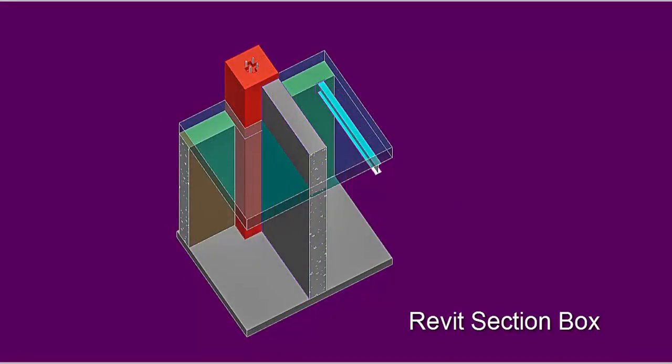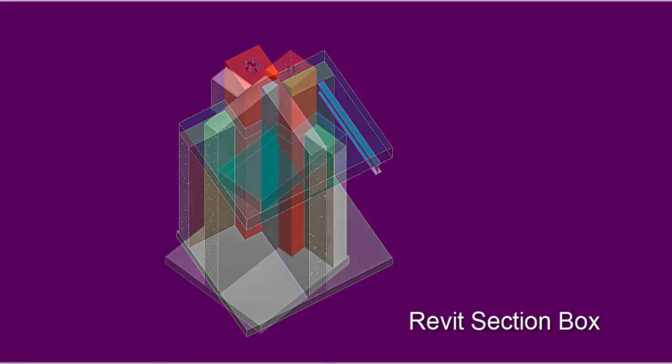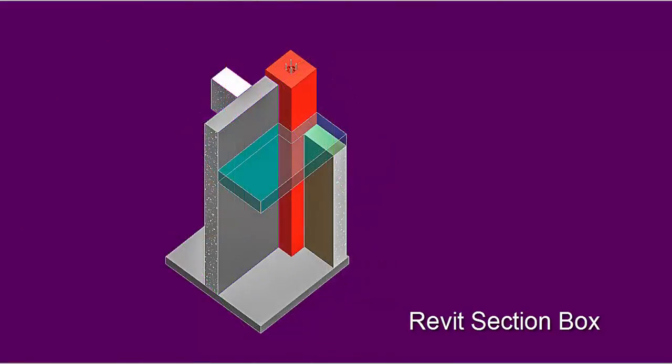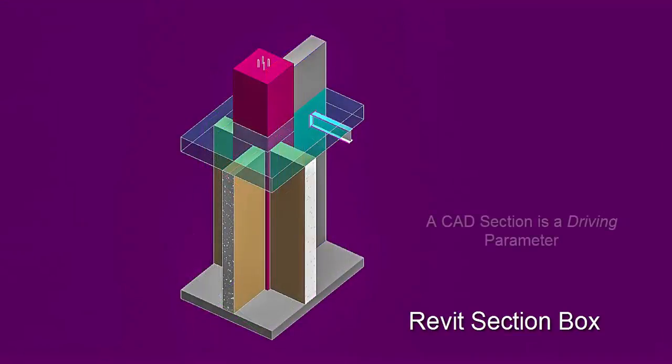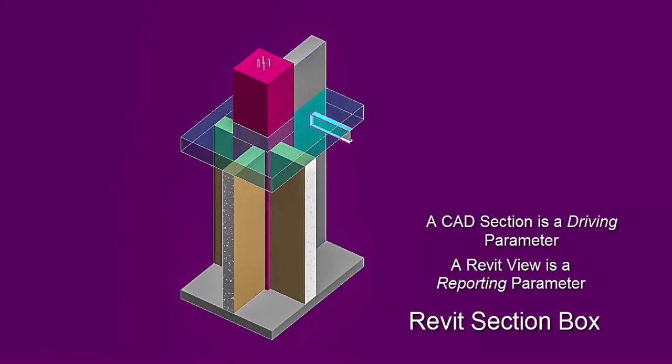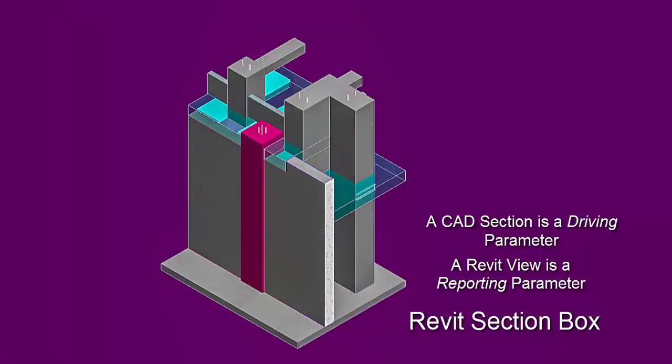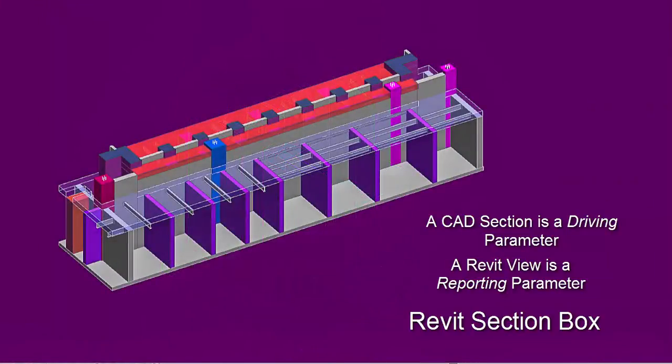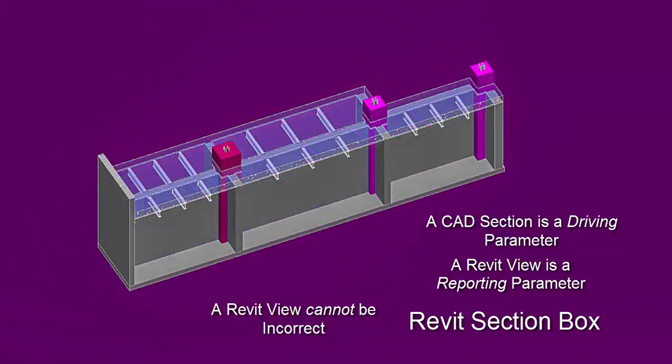A Revit view is radically different from a traditional CAD plan or section. A drafting section, whether drawn on paper or drawn in a CAD program such as AutoCAD, is a driving parameter. A Revit view, on the other hand, is a reporting parameter. A Revit view is a view of the model. The view reports what the model looks like from that particular viewpoint. A Revit view cannot be incorrect. The model may be incorrect, but not the view.